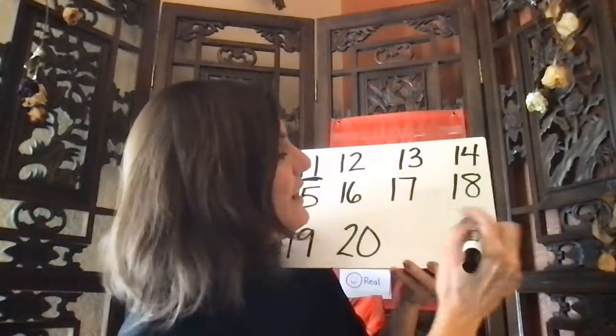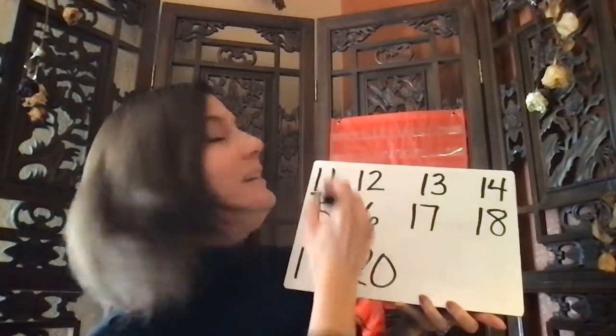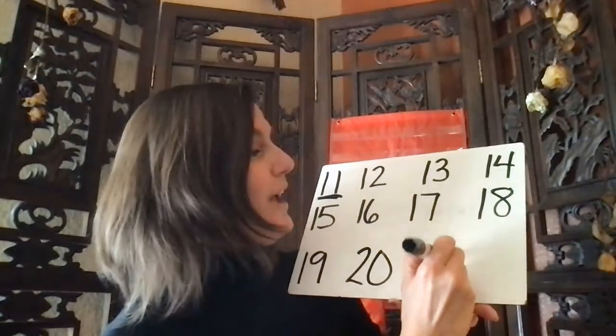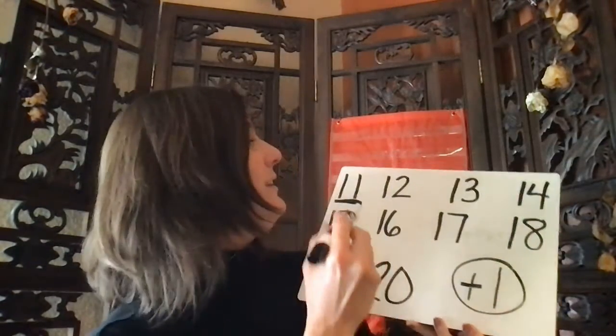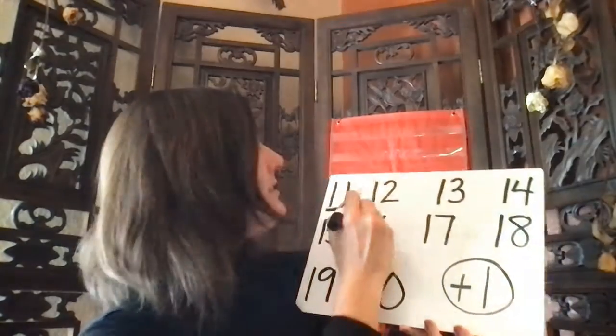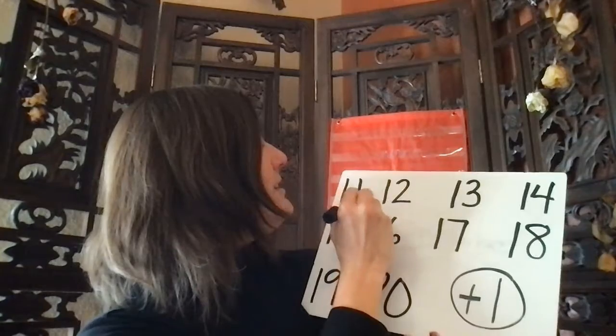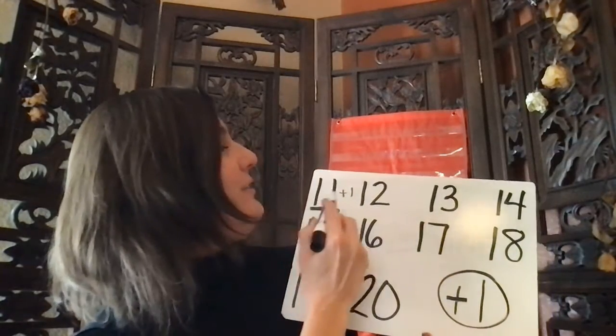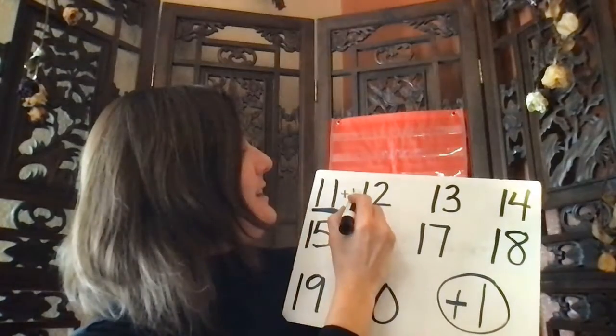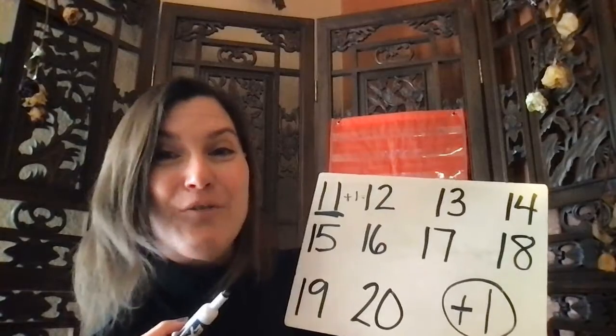Now what we're going to do for the rest of our numbers is we are going to add 1 at a time. And remember, when we're adding, we always get more. So we did 11. Now I'm going to add 1 plus 1. Each of these is adding 1 more. 11 plus 1 equals 12.